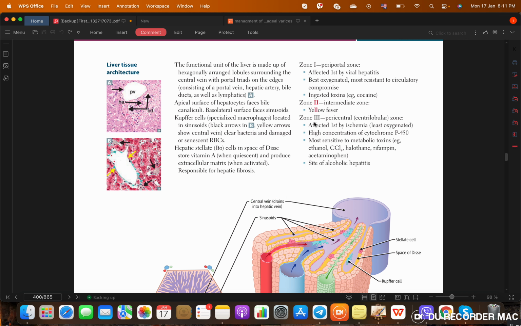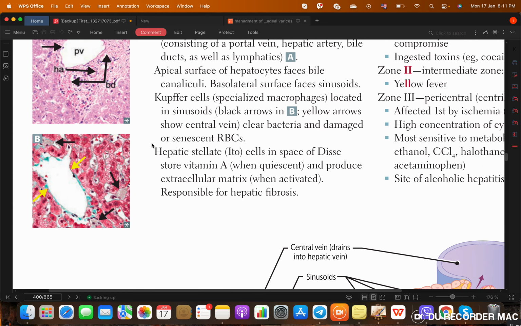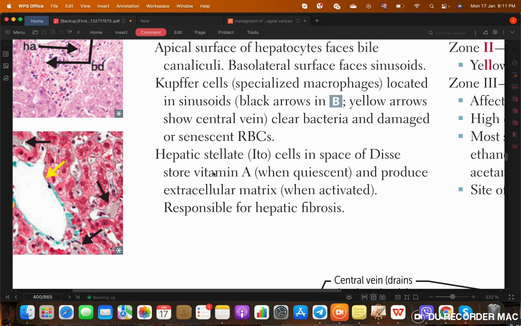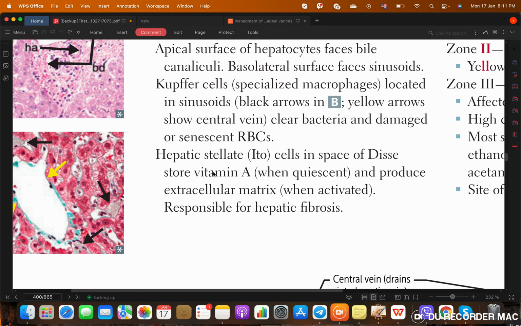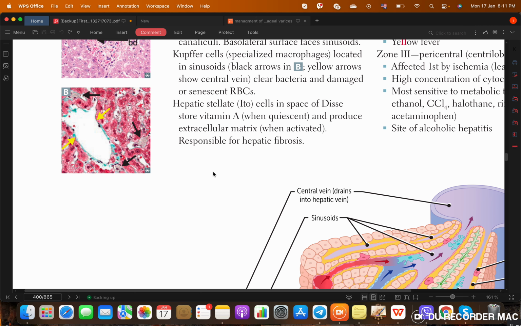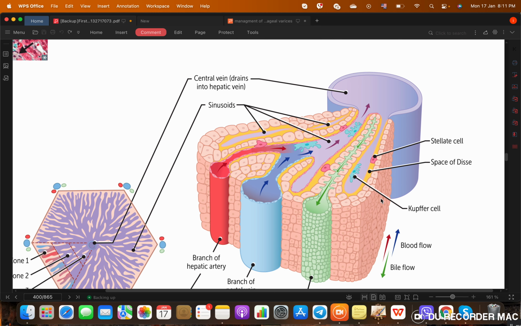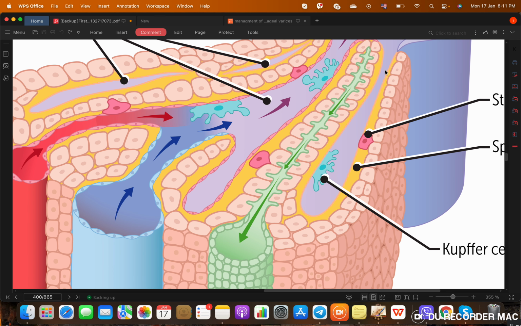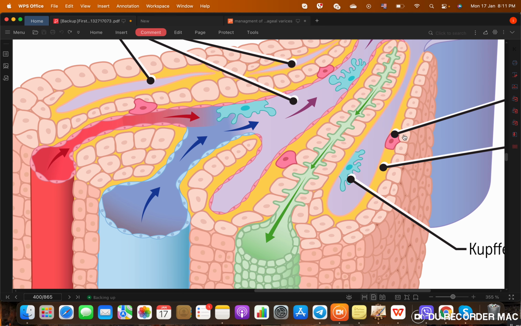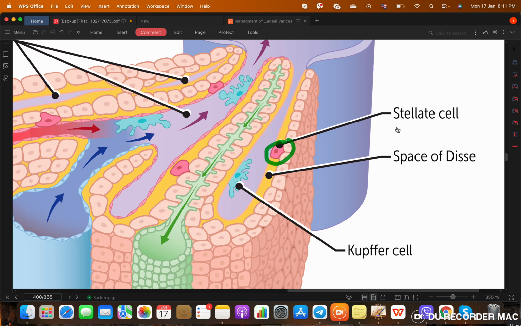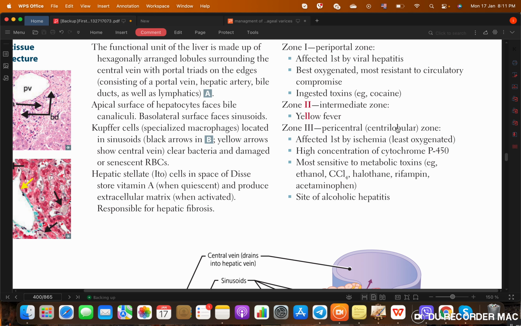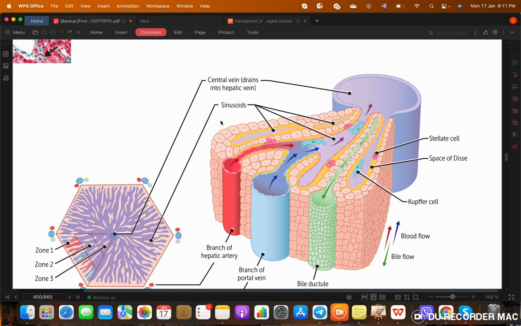Reticuloendothelial system. So the next thing goes something like this. We have the hepatic stellate cells, also known as Ito cells. They are located in the space of Disse. You are like, wait, space of what? Space of Disse. So this is the space of Disse. Okay? So we have the sinusoid here. It has the Kupffer cells in it. And we have the space of Disse. This space of Disse contains this guy, which is the stellate cells, also known as Ito cells.